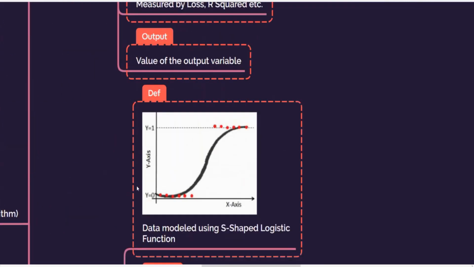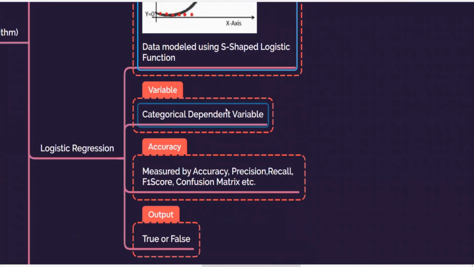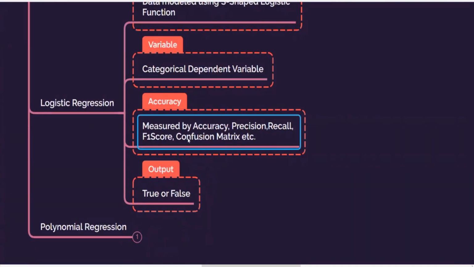So logistic regression we have already seen, right? It will be an S-shaped output we will get. And here the variable is going to be a categorical dependent variable. To find the accuracy, we will use the measures accuracy, precision, recall, F1 score, confusion matrix, and so on. Then the output will be in the form of true or false, like yes or no, this or that. Like that only we will get the output.